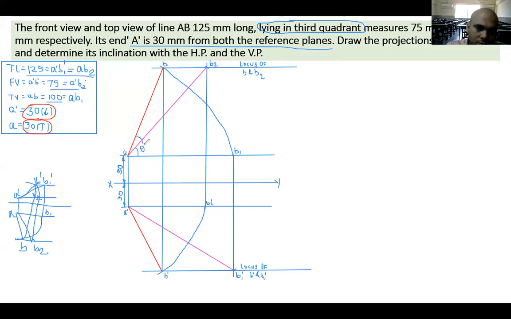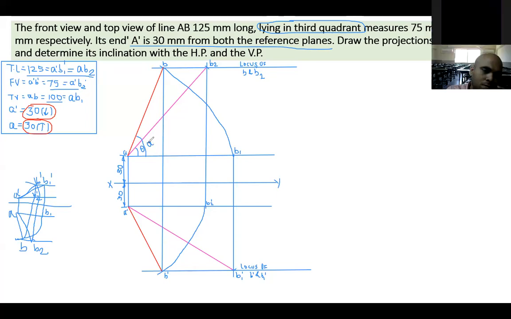This is theta. This is alpha. Arrowheads. This is the arrowheads.